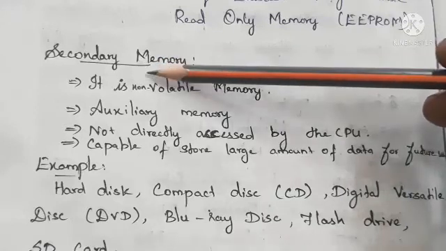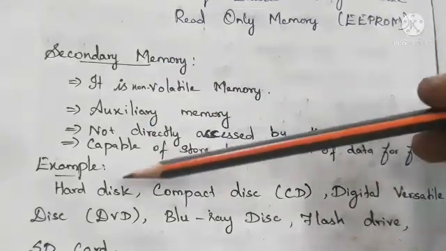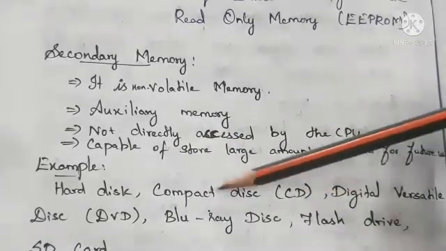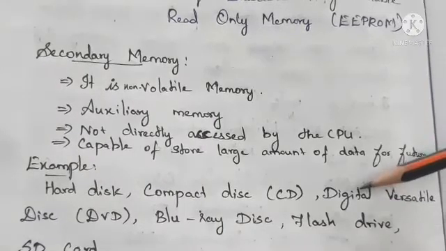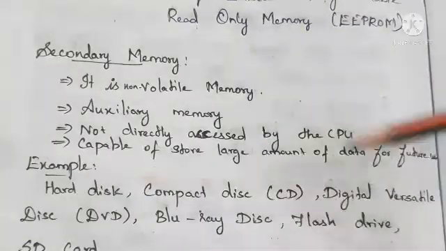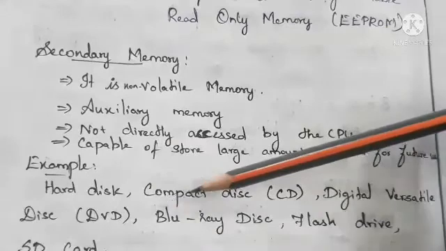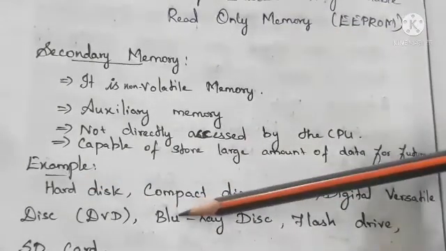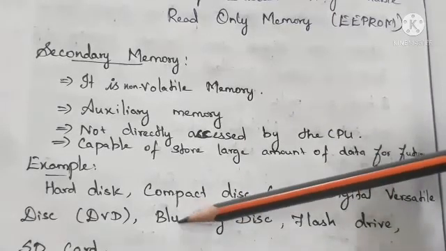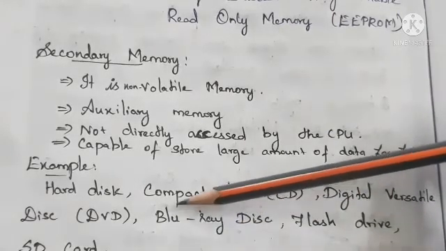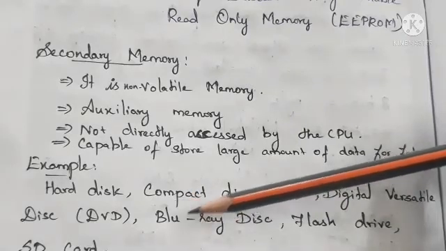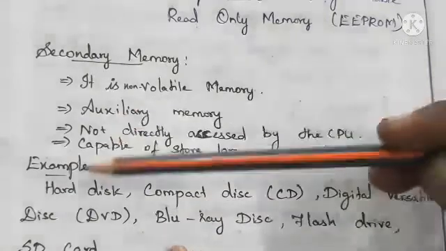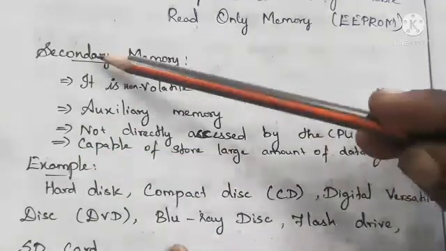Secondary storage, secondary memory. We have some examples that are hard disk, compact disk, otherwise CD. Compact disk means CD. Then digital versatile disk, that is DVD, Blu-ray disk, flash drive and SD card. Listen ma, when you are writing Blu-ray disk, you have to write BLU. Don't write E. Usually blue means BLUE the spelling, but in the computer when you are writing here, you have to write BLU. So these are some examples of secondary memory.